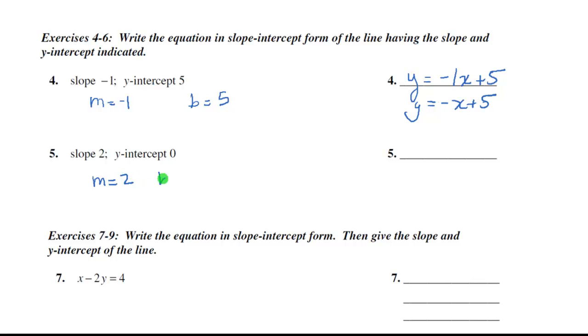Okay, the next example, slope is 2 and y-intercept is 0, so m is 2, b is 0. So y equals 2x plus 0, and again, you know that 2x plus 0 is just 2x, so that's our slope-intercept form.